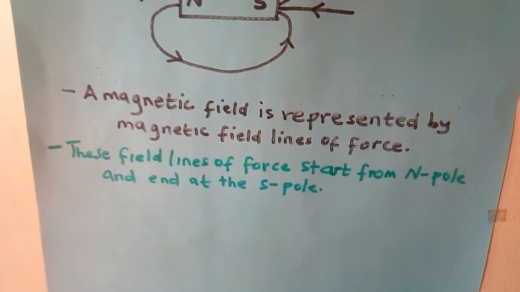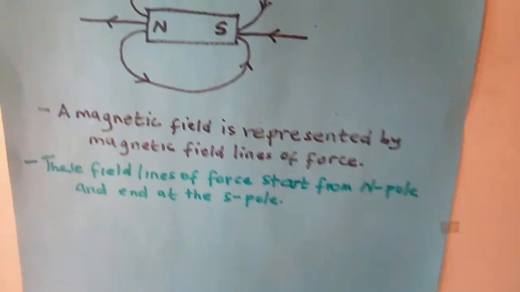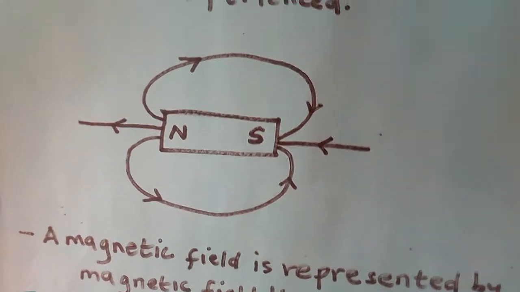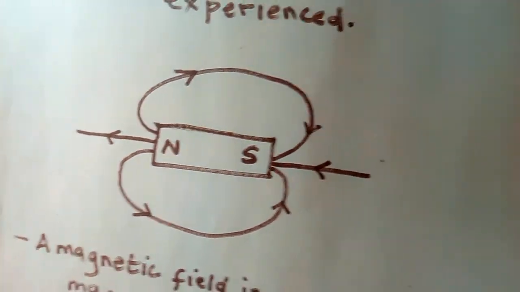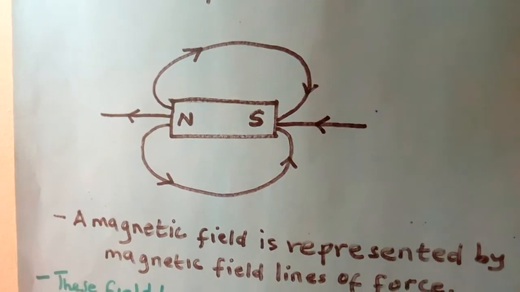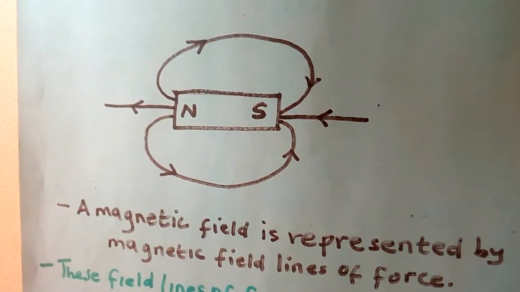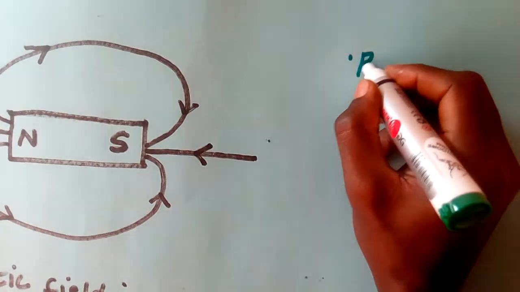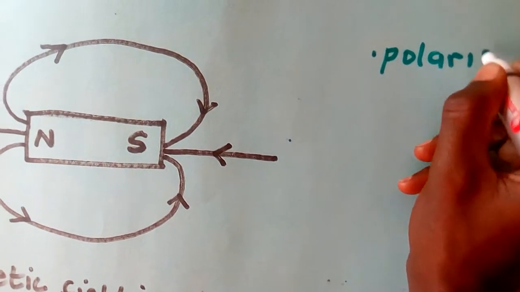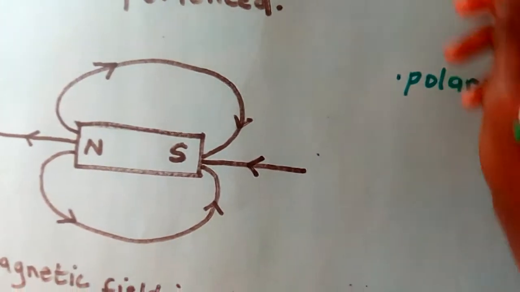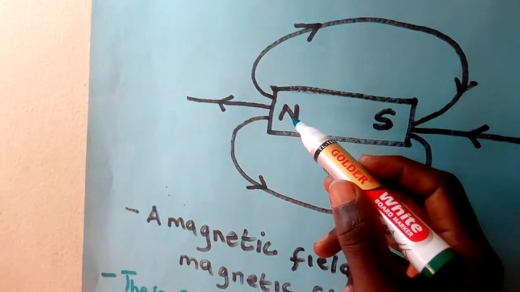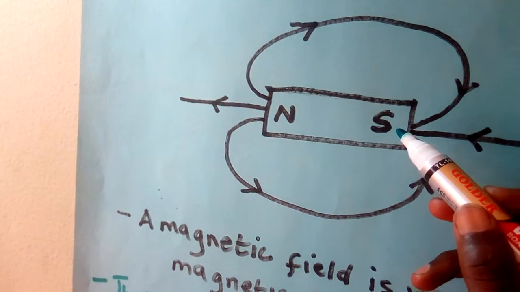Very good. Now, when I tell you, draw the magnetic field pattern of a bar magnet, when the examiner is marking, he's going to use three things. One, he's going to look at polarity. Polarity comes from the word what? Poles. Yes, the poles are there. North is there, south is there.